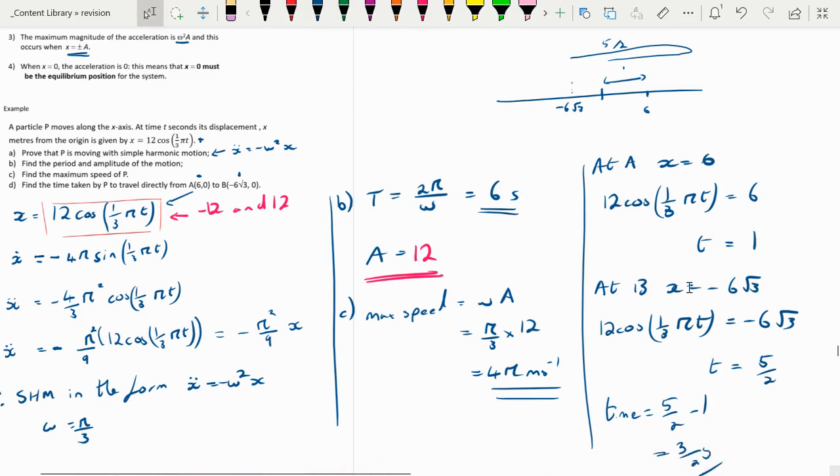So the key thinking behind it: use your x dot, x double dot to prove that it is simple harmonic motion. Sometimes we'll apply Newton's second law, and that'll depend on what forces are acting on it. In this case, I wasn't given forces, which is why I went down this route. From there, we can quote all our things for your period and your amplitude, and then your maximum speed as well. And if you want a time taken between two certain distances, find the time at one distance, find the time at the other, take them away. So those are the key points to do with our simple harmonic motion.